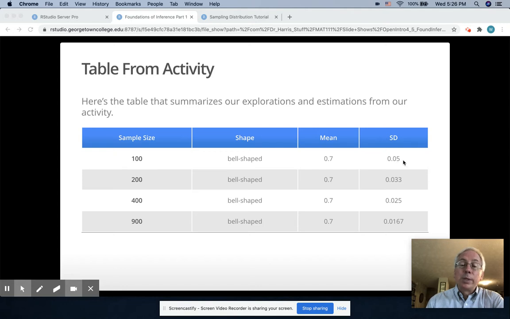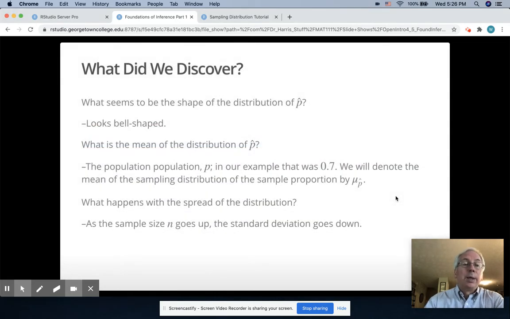But what we did notice is that based on some eyeball estimations, it looked like the standard deviation was dropping by a fair amount as the sample size increased. And so I've got that summarized here on the next slide. Bell-shaped curves for the distribution of p hat, centered at the population proportion, as we noted in the exploration that we did, that was 0.7.